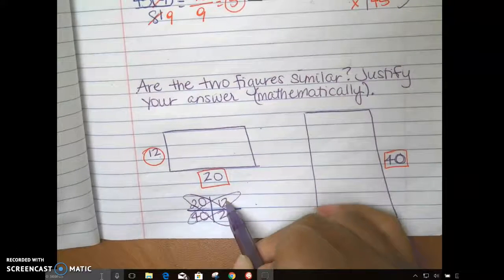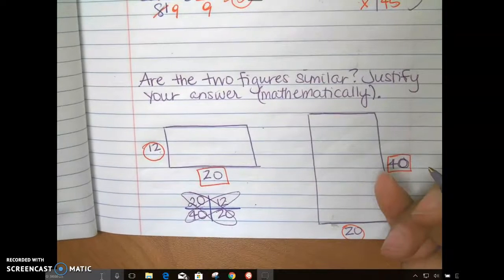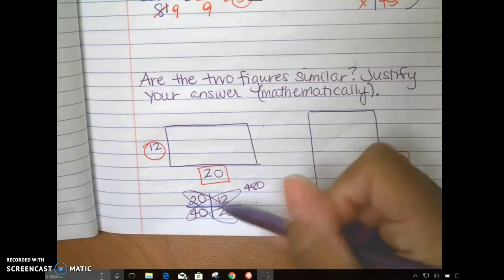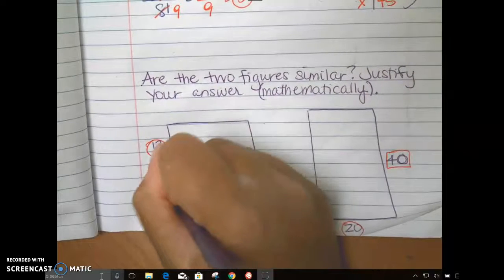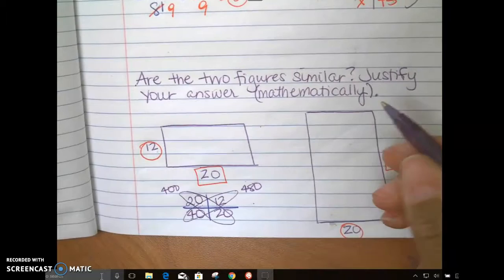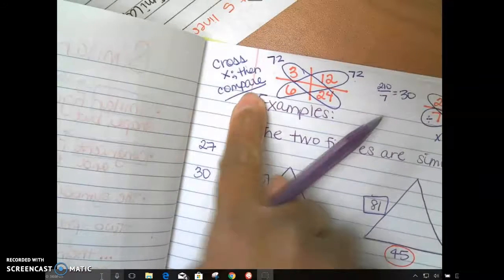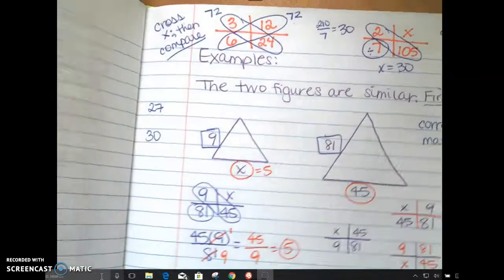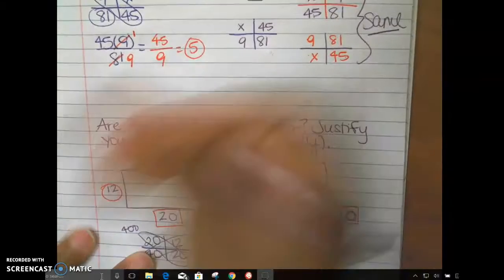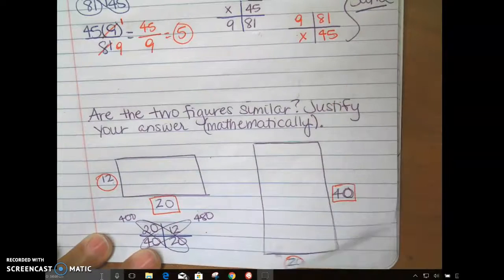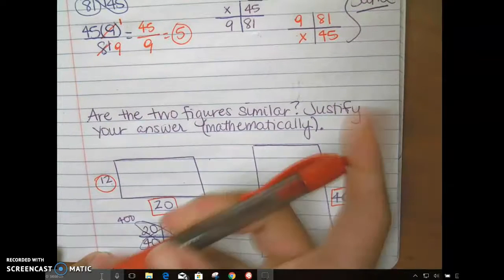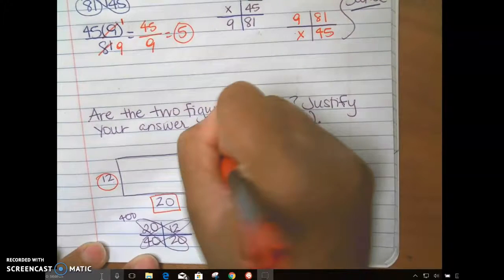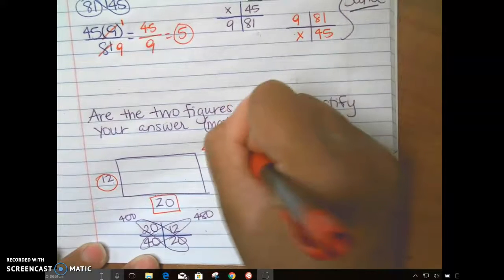What's 40 times 12? Are you writing this down? 480. And what's 20 times 20? 400. So what am I doing? Cross multiply, compare. Who am I comparing? 480 and 400. And what can I say about the two? 480 is greater than 400. They are not the same. They are not equal. 480 does not equal 400.